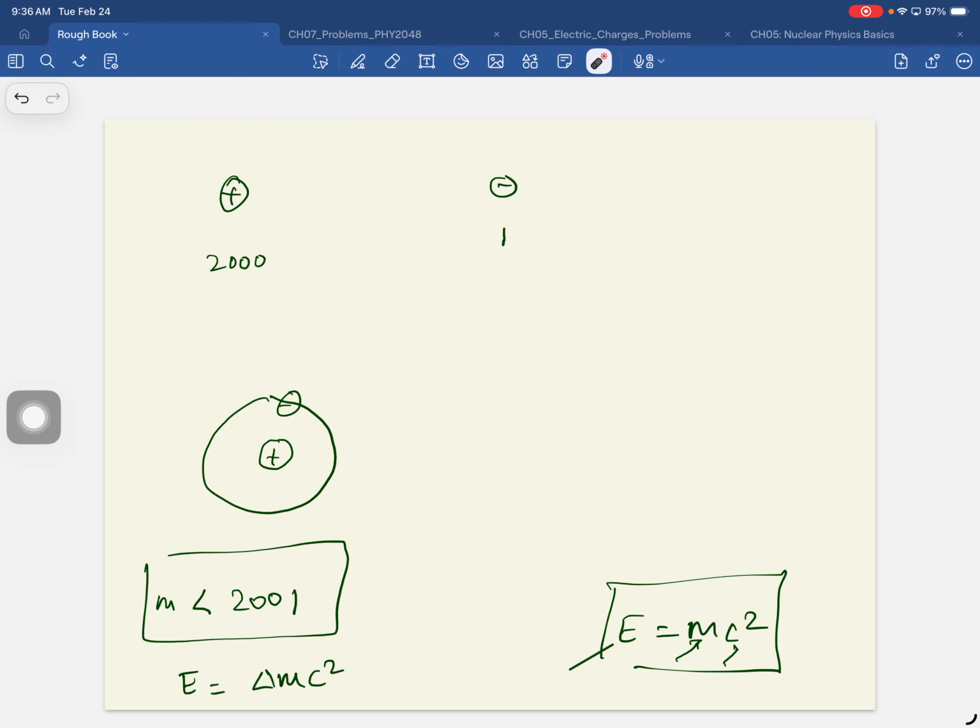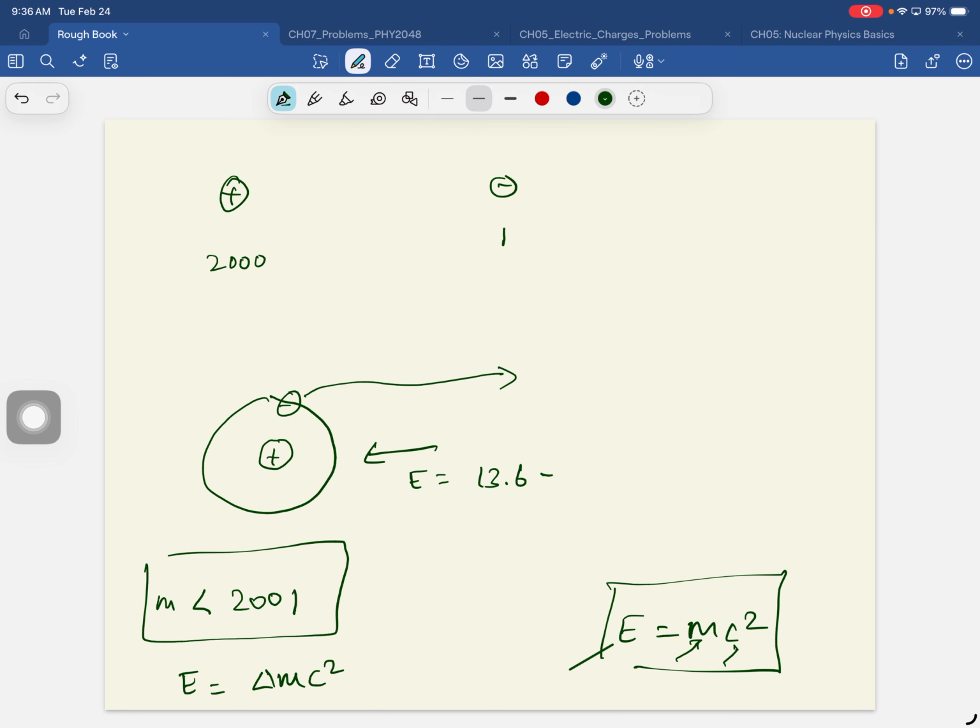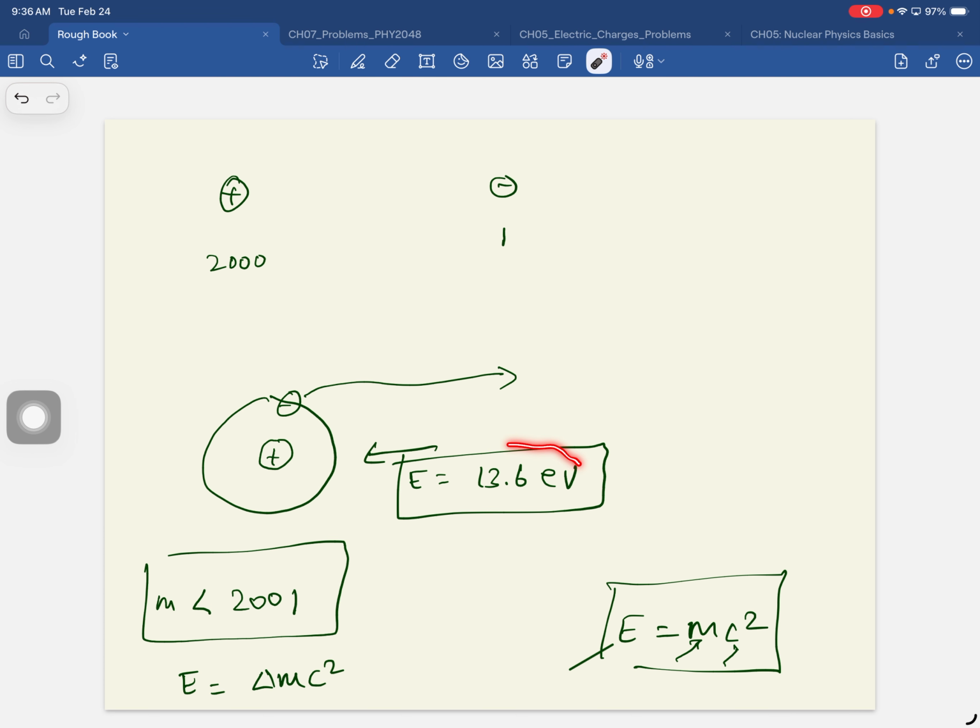Now if you want to get the free particles again, you have to put that energy in. If you put this energy in, you can ionize this gas. The energy needed to ionize the hydrogen atom is 13.6 electron volts. If you put in that much energy, then you can ionize this hydrogen atom. So this atom's mass is less by this much energy. Did you guys understand that?